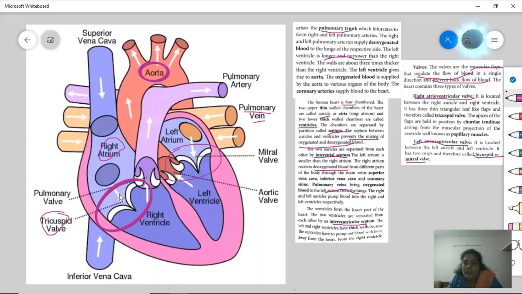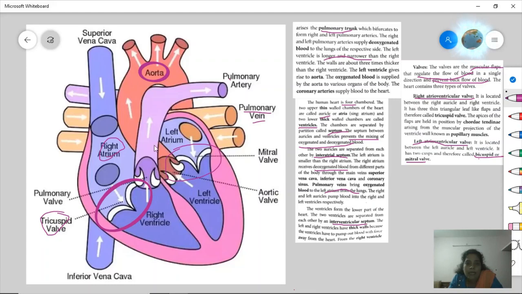What are the functions of valves? There are 2 functions. Regulate the flow of blood in a single direction, and prevent the back flow of blood. This is a 2-mark question. What are the 2 valves present in the human heart? Tricuspid valve and the bicuspid valve.